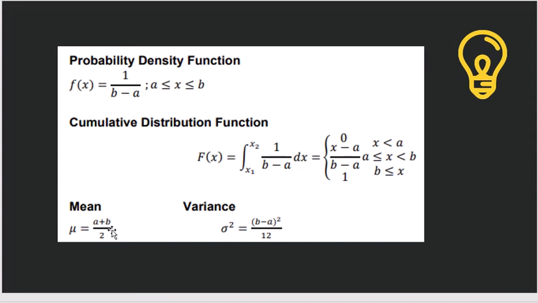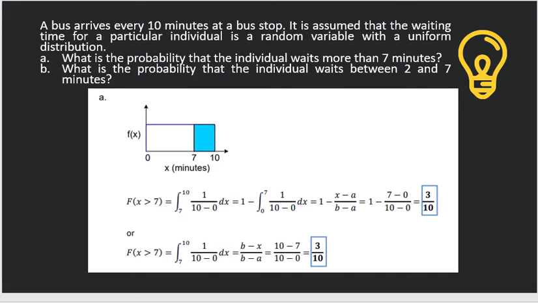By getting the mean, we have a plus b over 2, and the variance is the quantity b minus a squared over 12. So let's have a given example.